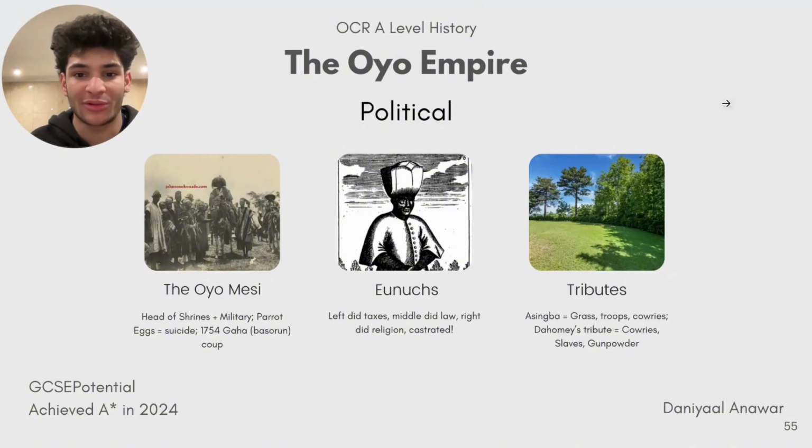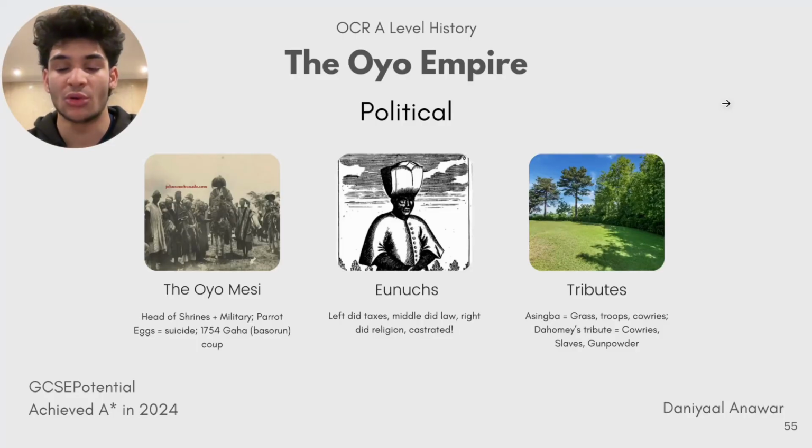Basically, if you were weak or inferior, or just wanted to show your appreciation, tributes had to be given to different people as a sign of respect, worship, etc. So a singba was one sort of tribute which had to be given, and that was grass, troops, and cowries. That had to be given from different villages to Oyo every year.